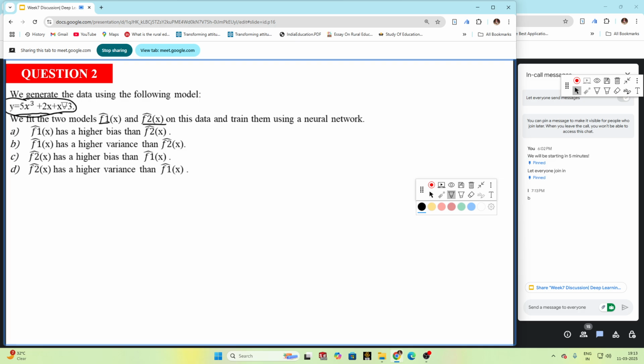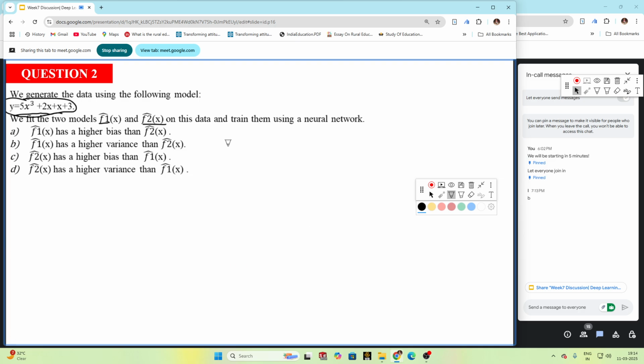Now the true function is also given, that is y equals 5x cube plus 2x plus x plus 3. So we fit the two models f1 predicted x and f2 predicted x on this data, and train them using a neural network. So option A, f1 predicted x has a higher bias than f2 predicted x. Option B, f1 predicted has a higher variance than f2 predicted. Option C, f2 predicted has higher bias than f1 predicted. Option D, f2 predicted has a higher variance than f1 predicted.